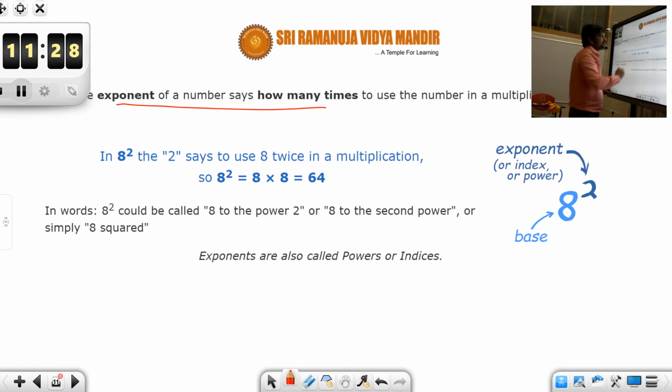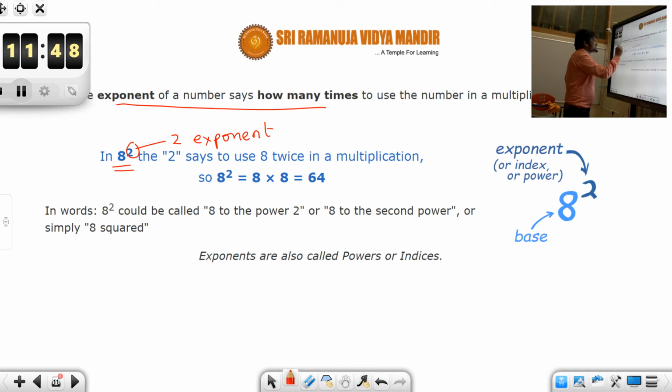The exponent of a number says how many times to use the number in a multiplication. How many times we need to use the number in a multiplication. That is, suppose 8 square. In 8 square, we say 2 is the exponent. 2 is the exponent.